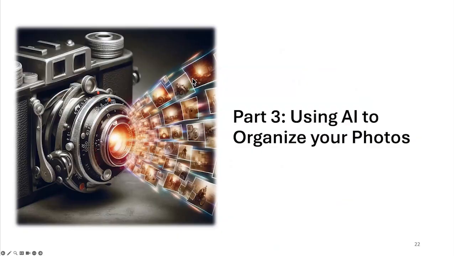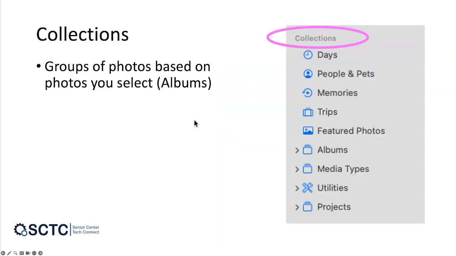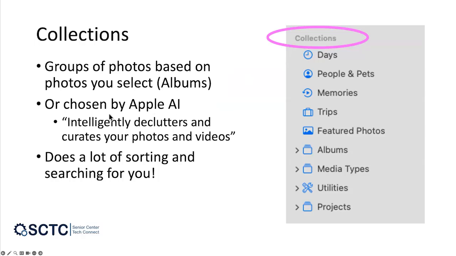All right, so now we get to the crux of the thing here, using AI to, hang on, let me put the chat in front here just in case somebody has a question. So, using AI to organize your photos. We talked about collections. AI intelligently declutters and curates your photos and video. It does tons and tons of sorting and searching for you. And we're going to look at each of these as we go along here.